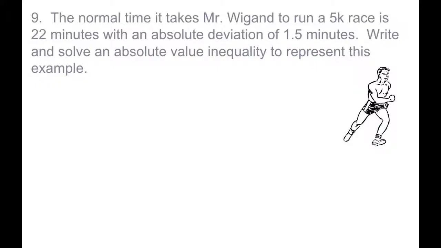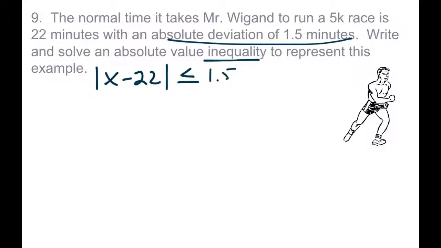Alright, one more. The normal time it takes Mr. Wigand to run a 5K race is 22 minutes with an absolute deviation of 1.5 minutes. Write and solve an absolute value inequality to represent this example. Alright, so similar to the last problem. Absolute value of x minus the given value, that was the 22 minutes. And now it's an inequality. So it's going to be less than or equal to the absolute deviation, which was the 1.5.